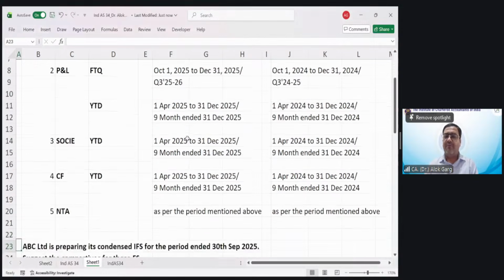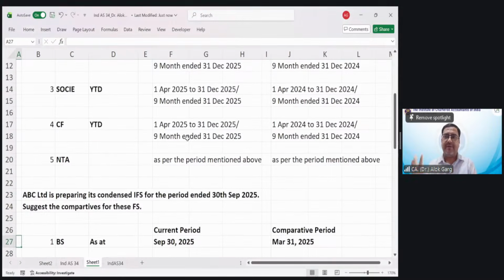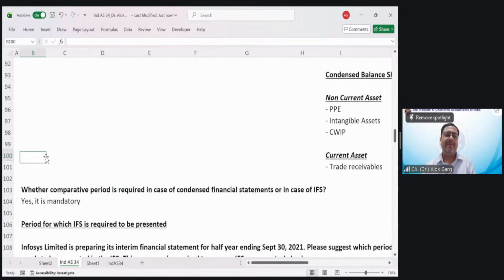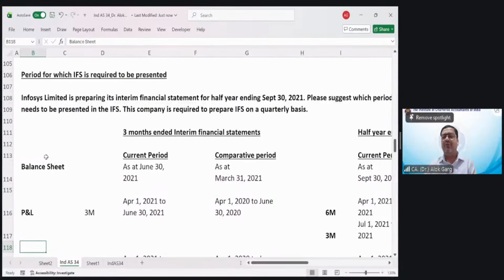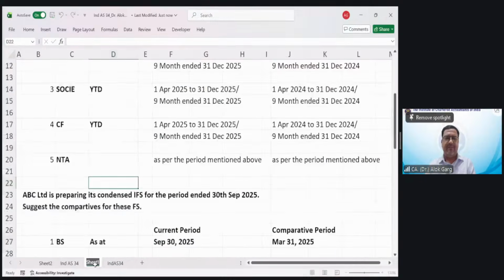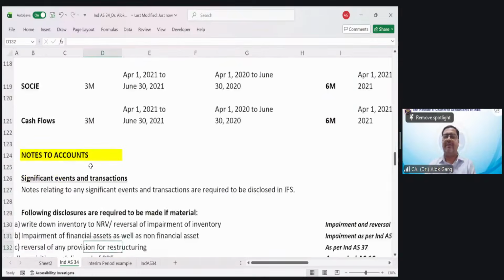So friends, I hope with this you have understood the period of interim financial statement. Are you clear or not clear? Now tell me. Yes, you are clear? Okay. Great. Absolutely great. So friends, we talked about the comparative. Yes, comparatives are mandatory, and I have given you all the examples in the file also. Let me write the interim period example. Okay, right? With this, you have covered all the interim period examples.